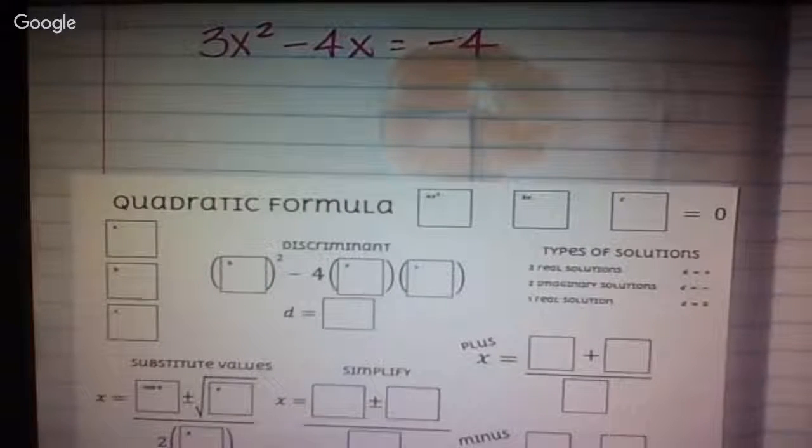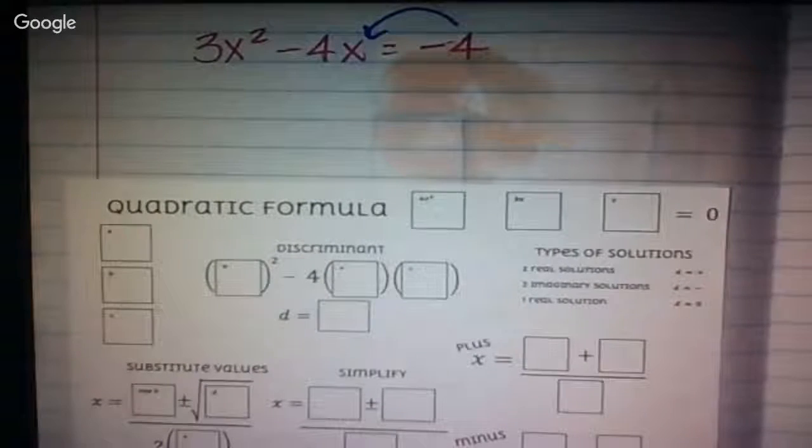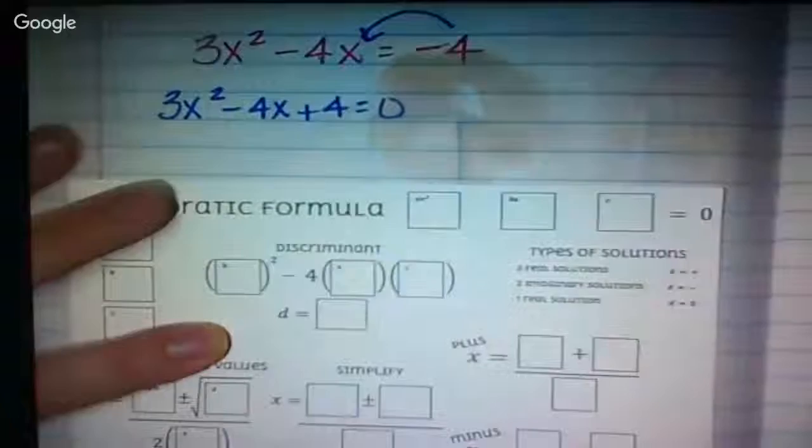Before you can actually use the quadratic formula, just like before you could solve for the discriminant, my equation must be equal to 0. Right now, my equation is equal to -4. So I need to move the -4 to this side of the equation. When it moves across that equal sign, what happens? It changes signs. So my equation's 3x squared minus 4x, because they didn't move, and then plus 4 equals 0.